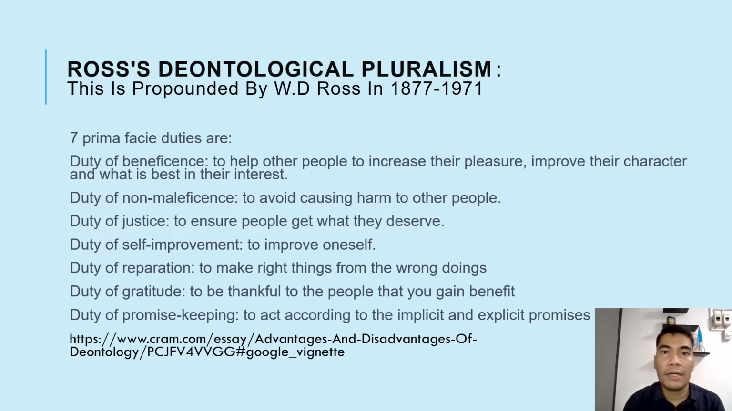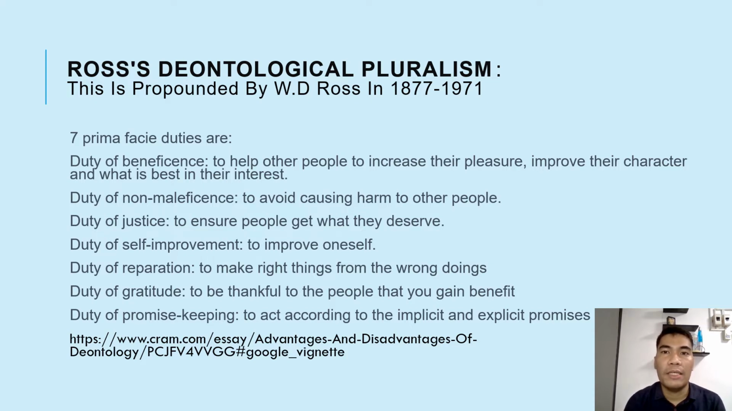He states that there are 7 prima facie duties that need to be taken into consideration when deciding which duty should be acted upon. A prima facie right is a right an individual has in any situation, different from an absolute right, which is universal, inherent, and cannot be overridden in any circumstances. But a prima facie right can become an absolute right if there are no conflicting rights. So here are the 7 examples: beneficence, non-maleficence, justice, self-improvement, reparation, gratitude, promise keeping.